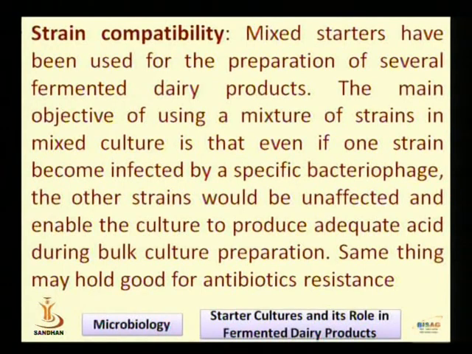When we are talking about multiple starters or mixed starters, we should consider starter compatibility. What is starter compatibility? Mixed starters have been used for the preparation of several fermented dairy products. The main objective of using a mixture of starters in mixed culture is that even if one starter becomes infected by a specific bacteriophage, the other strains would be unaffected and able to grow to produce adequate acid in bulk culture preparation. The same thing may be good for antibiotic resistant ones.